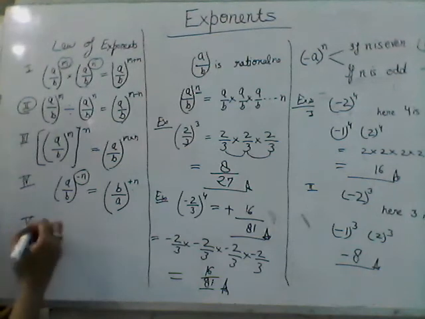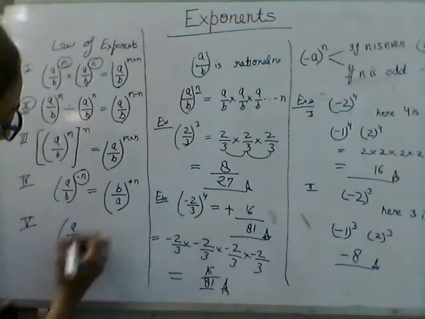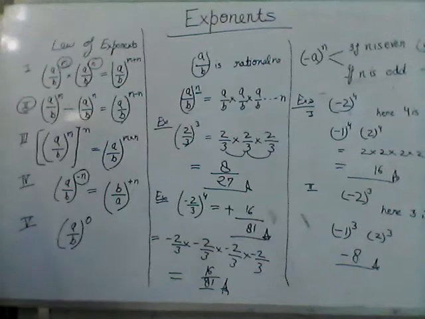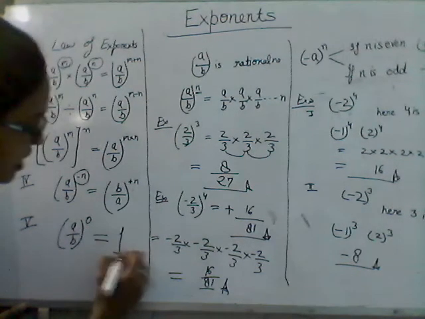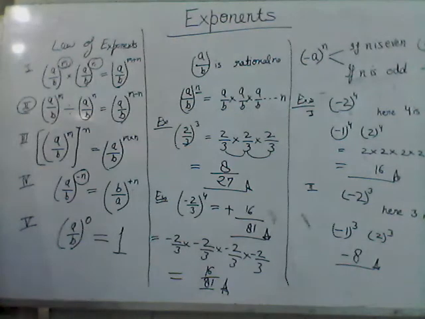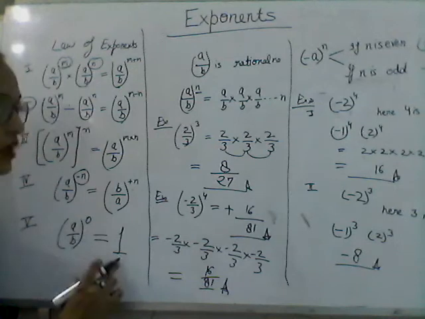Now the fifth law is: if rational number a upon b to the power 0, it is always 1. Any rational number, if the power is 0, then we get only 1.